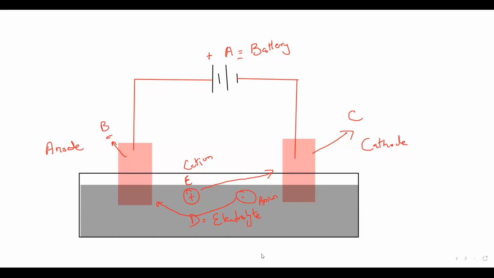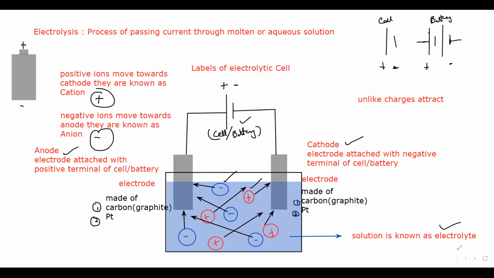Whenever a question is related to the electrolytic cell, the common question is to label the electrolytic cell. So either it will be a battery or a cell depending on the size, then anode, cathode, and then you will have electrolyte, cations, and anions. Is it clear to everyone? The labels of the electrolytic cell. Positive ions are known as cations and negative ions are known as anions. Now, the working of the electrolytic cell. It is important to understand how it works.